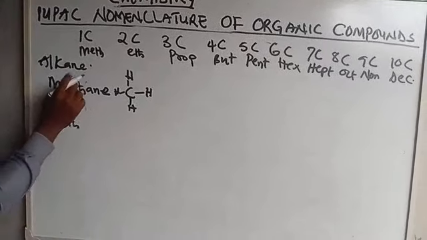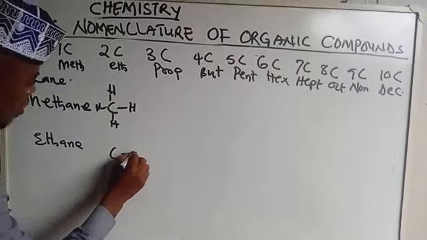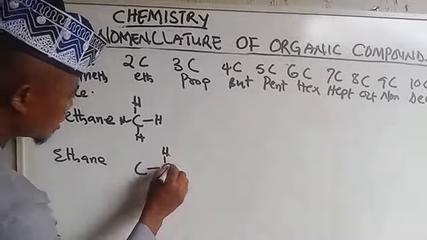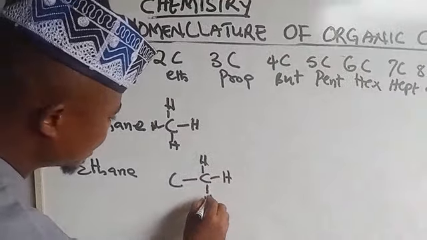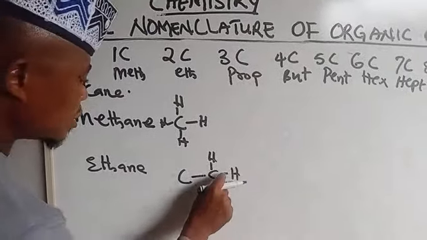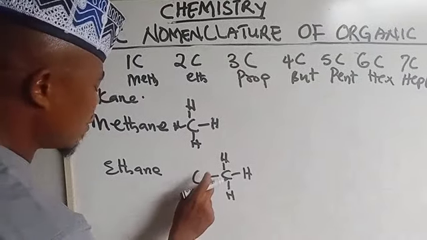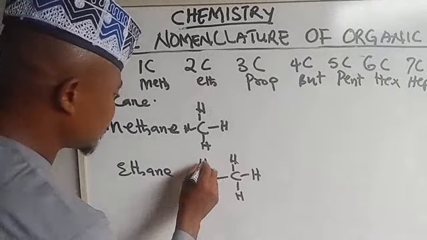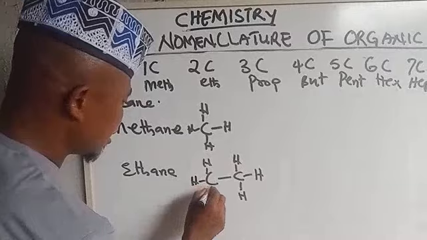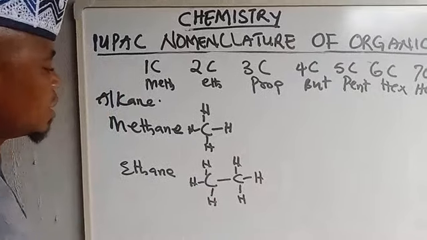Et. Then you add ane, it becomes what? Ethane. A 2 carbon compound in the alkane series. Remember, you are maintaining the tetravalency of carbon. 1, 2, 3, 4. One carbon, one bond is already there, so it's going to be 1, 2, 3, 4. This is your what? Ethane.